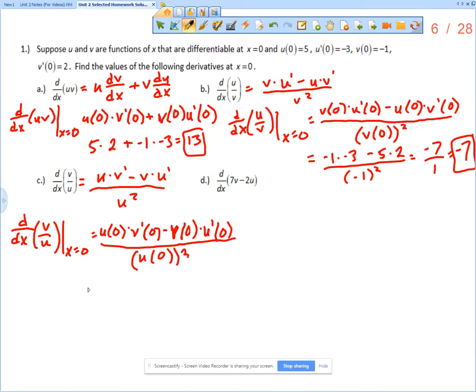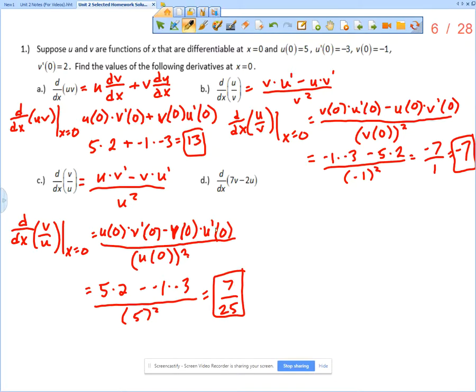All right, so now u of 0 is 5 times v prime of 0, which is 2, minus v of 0, -1, times u prime of 0, -3, all divided by u of 0, which is 5, quantity squared. All right, so 5 times 2 is 10, minus -1 times -3, so that'd be 10 minus 3 is 7 over 5 squared, so 25, so 7/25.